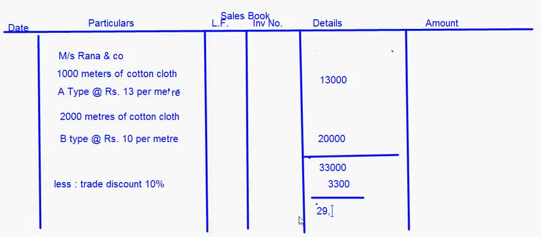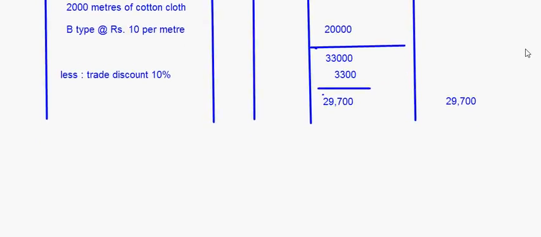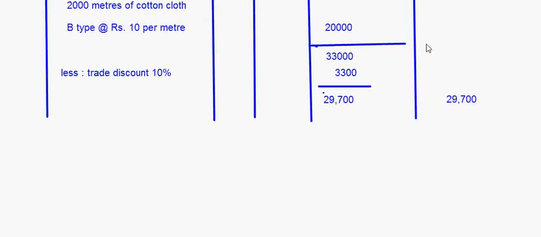So here we will have 29,700, which will go into the amount column, right? Now there is one more transaction, so let's put that also below this.